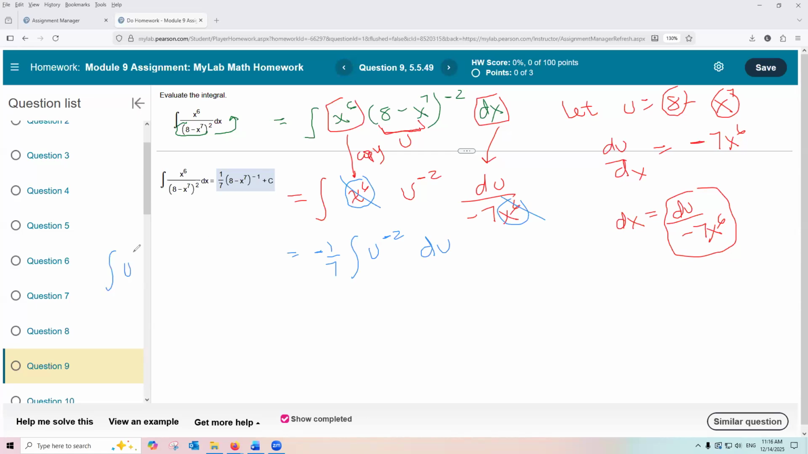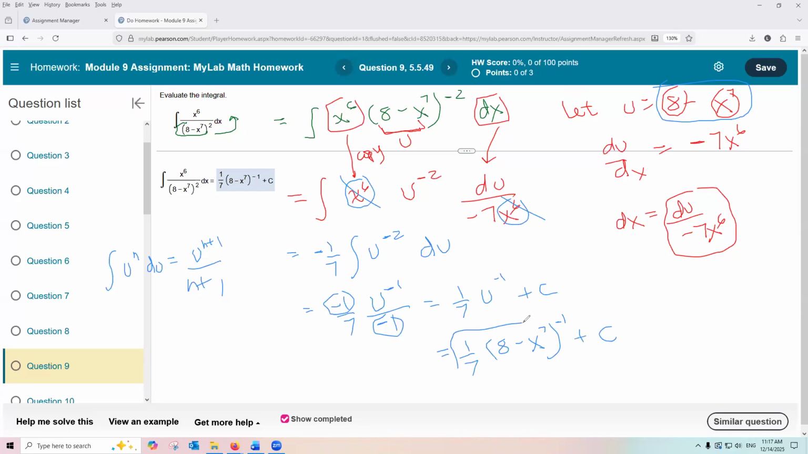I'm going to use the rule that says the integral of u to the n is u to the n plus 1 over n plus 1. So this is going to be -1/7 times u to the -1 over -1. Here's a negative times a negative. That's positive, so 1/7 u to the -1 plus a constant. I don't want to leave my answer like this. I'll do a final substitution back because u is 8 minus x to the 7, so 1/7 times (8 - x to the 7) to the -1 plus a constant for the final answer here.